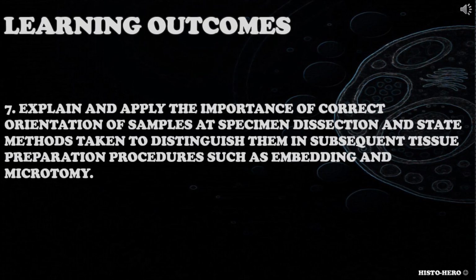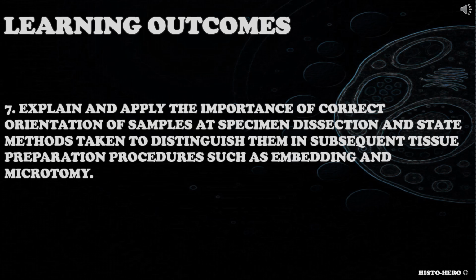The seventh learning outcome is, explain and apply the importance of correct orientation of samples at specimen dissection and state methods taken to distinguish them in subsequent tissue preparation procedures such as embedding and microtomy. Candidate needs to explain and apply correct orientation of tissue. Does the candidate know what the importance of correct sample orientation during tissue selection is? Do they know the impact orientation has on subsequent procedures? Do they know the implication of incorrectly orientated specimen? Do they know what sample types need to be orientated during tissue selection? Do they communicate the need for orientation correctly?